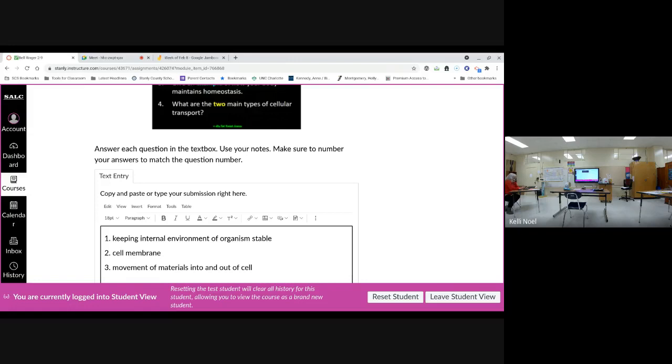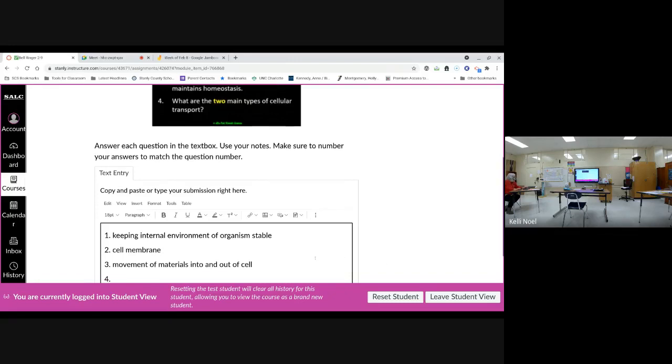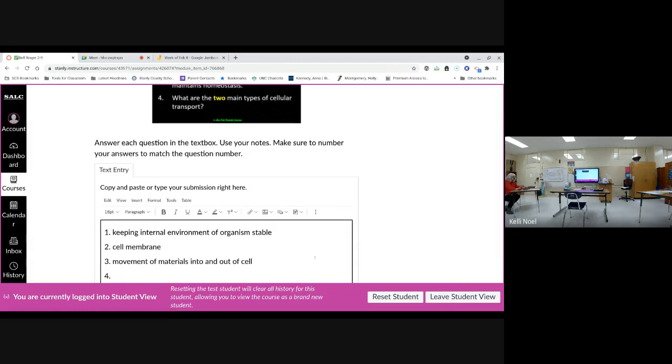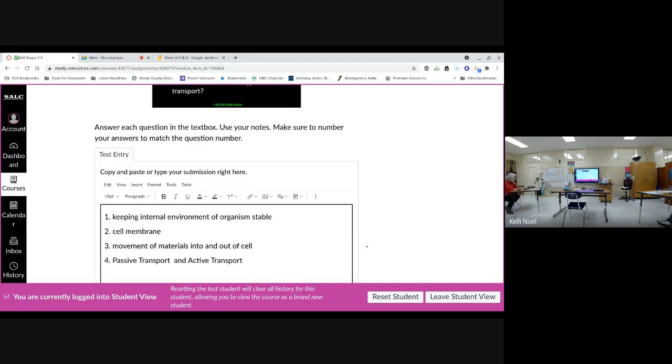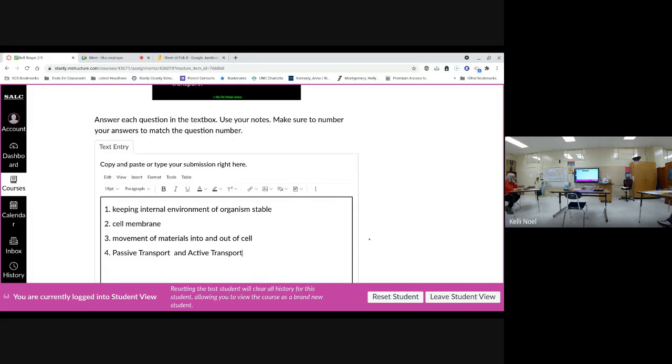And then 2 main types of transport. We're going to look at one of them in more detail today. That was toward the end of the notes. One starts with a P and one starts with an A. We have passive transport we're going to look at today. And then tomorrow we're going to look at active transport. So by doing this is 4 extra points that will be submitted to your grade. So get that typed in.